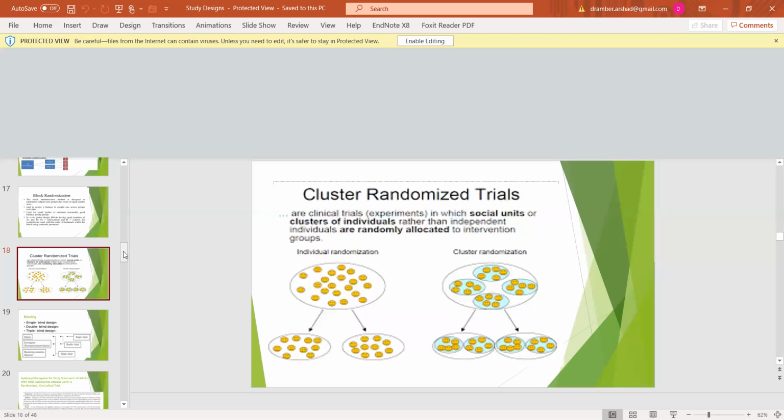Next is cluster randomization trials, in which clusters, which are social units, are randomly allocated rather than the individuals. It is shown in the figure that usually the randomization is individual randomization, in which two groups are made individually. But in cluster randomization, clusters are made, and these clusters are then put into either the treatment group or the control group.